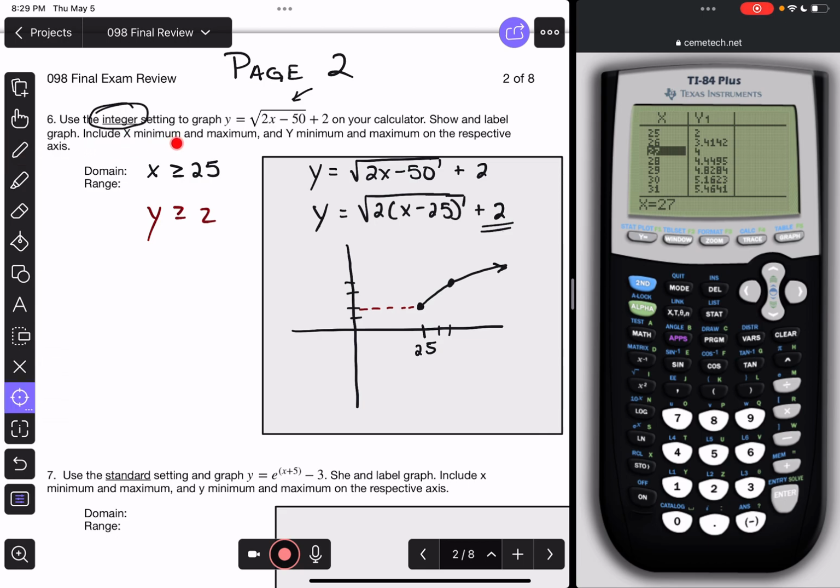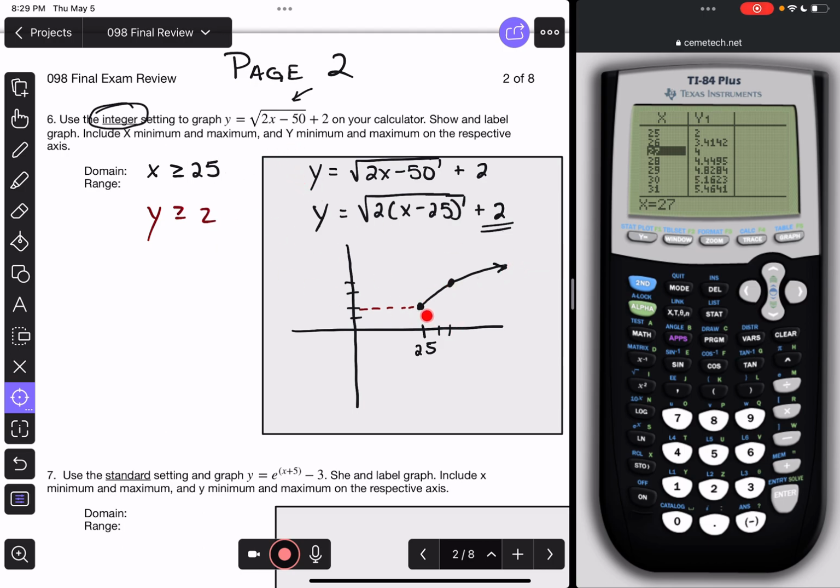Hey, what's your x minimum? Well, it's right there. 25 is as low as it goes. It even says it right here. X is at least or as low as equal to 25 right there. So that's our min. Maximum, doesn't have a max other than infinity.